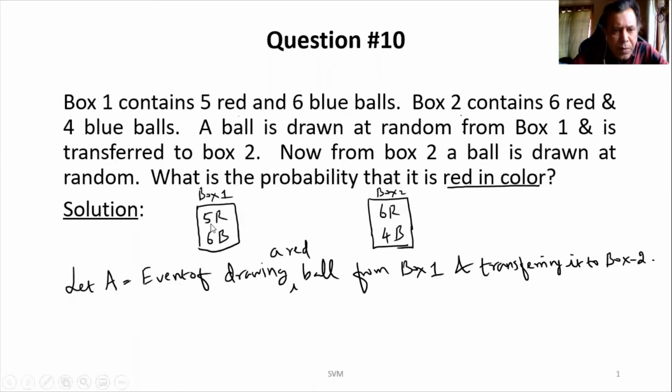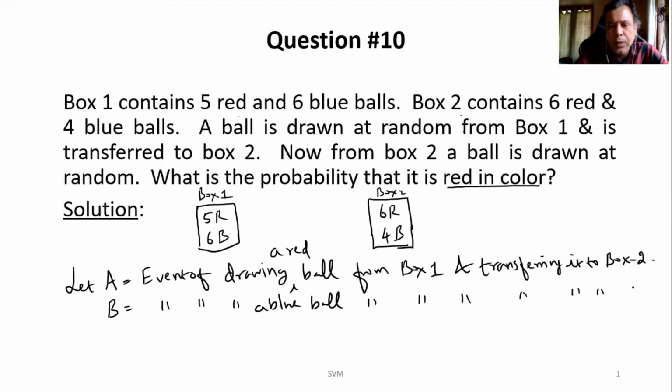Means when I draw from this box 1, it can be a red ball also, it can be a blue ball also. So I am considering event A as red ball. Then I will define one more event B of drawing a blue ball from box 1 and transferring it to box 2. Third event I will define as C, the event of drawing a red ball from box 2. That is our favorable event.